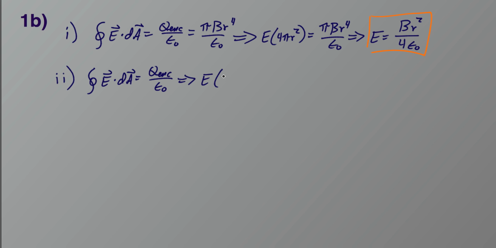Again, on the left-hand side, the electric field times the surface area of our Gaussian sphere, 4 pi r squared, is equal to our total enclosed charge, which now is pi beta a to the 4th over epsilon naught. The same algebra again implies that our electric field is equal to beta a to the 4th, all divided by 4 epsilon naught r squared.